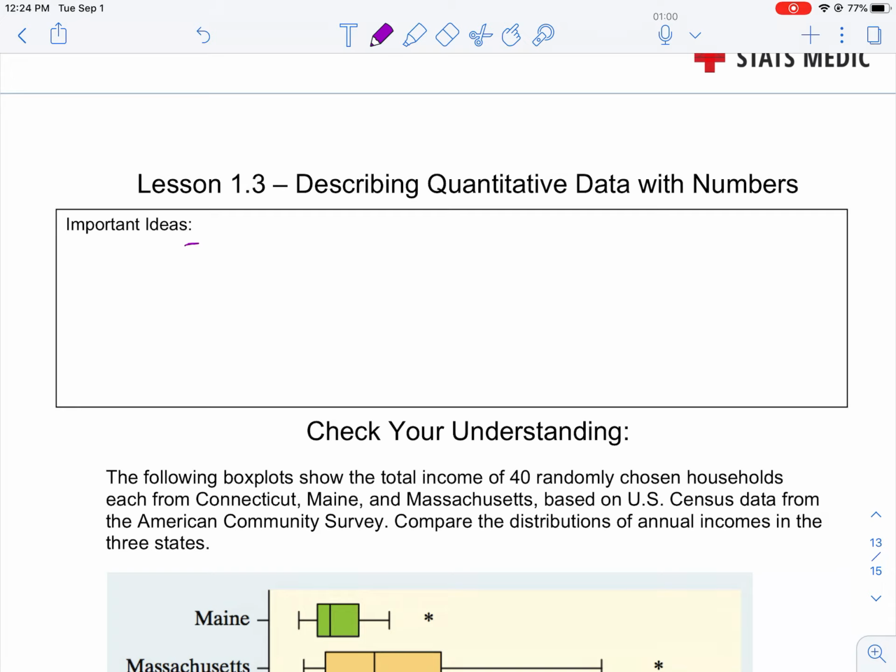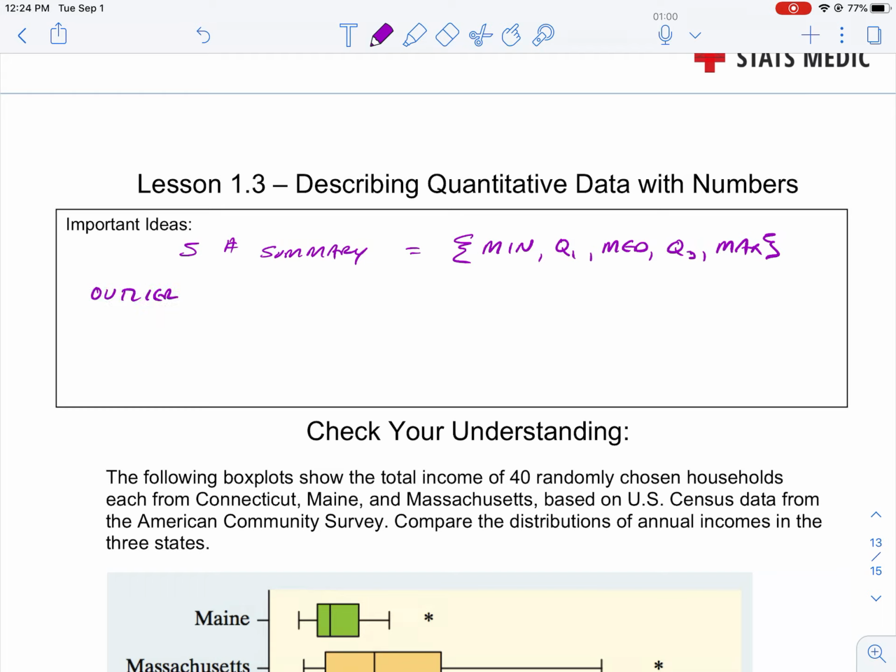Important ideas. A 5-number summary for data looks like this. It's going to be inside braces. And inside the braces, I'm going to have my minimum, then Q1, then my median, then my Q3, and then my max. Those 5 numbers in that order.